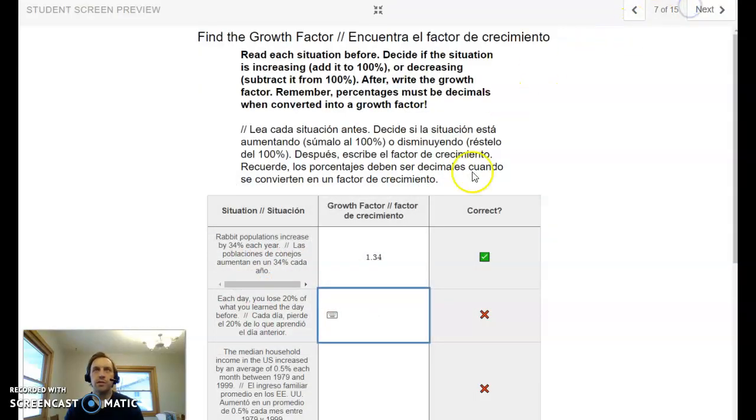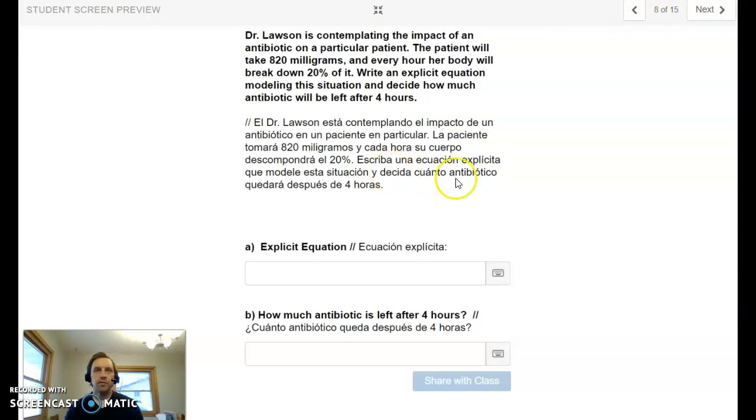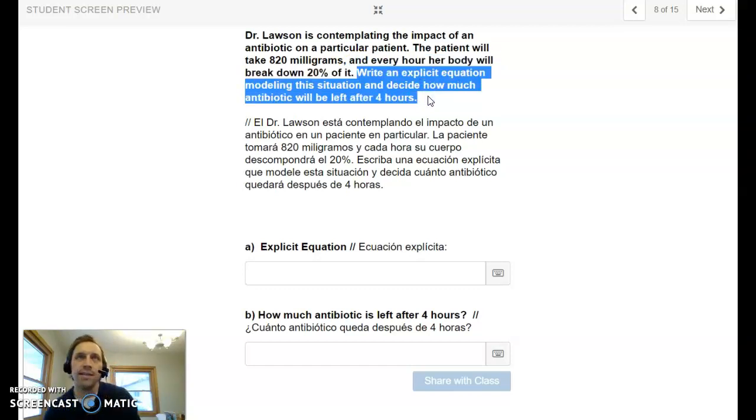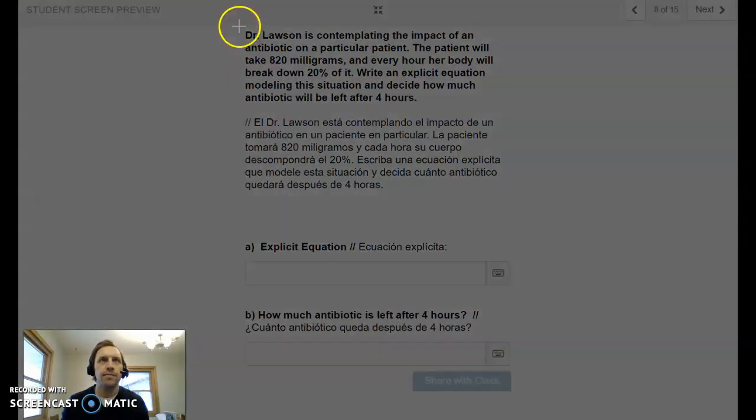All right, go ahead and go back to those and try the rest of these out. All right. So now let's take a look at Dr. Larson here. Dr. Larson is contemplating the impact of an antibiotic on a particular patient. The patient will take 820 milligrams. Every hour her body will break down 20% of it. Does breakdown seem like growth or decay? Yeah, it seems like decay. It's going to decrease. So write an explicit equation modeling this situation and decide how much antibiotic will be left after 2 hours. So let's go ahead and work on that together.